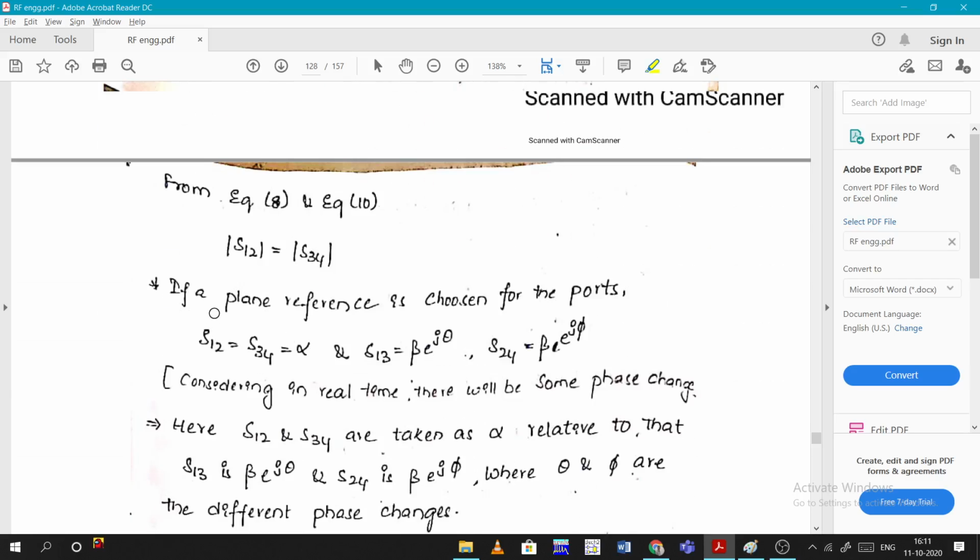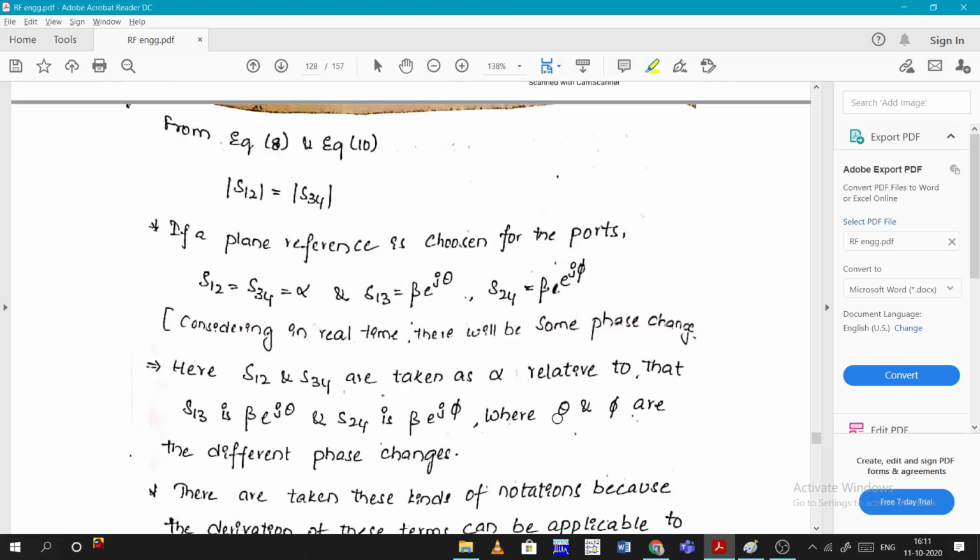We got all this. Now if the plane reference is chosen for the ports, considering real time where there will definitely be some phase change, S12 and S34 are taken as alpha, S13 as beta into e power j theta, and S24 as beta into e power j phi. Here theta and phi are called different phase changes.